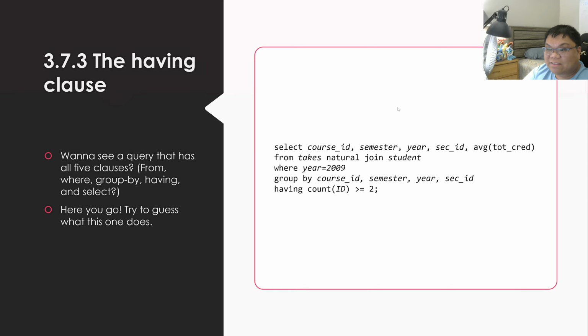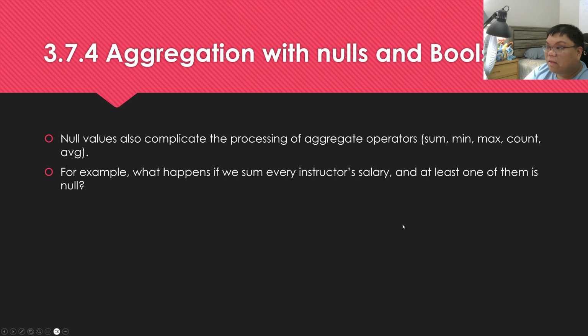See what this does. So now we get to aggregation with nulls and bools. Null values also complicate the process of aggregate operations. For example, what if we want to find the average of a set of values, and one of those values is null?